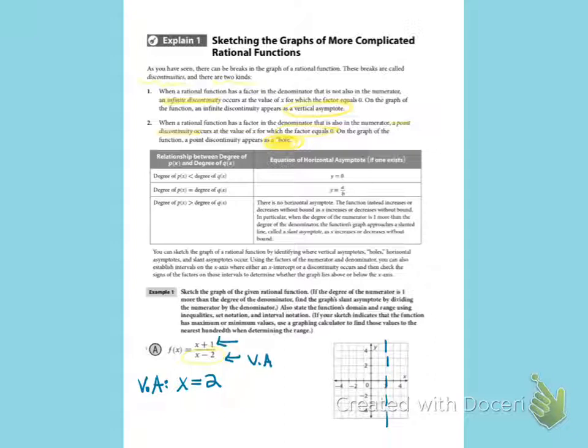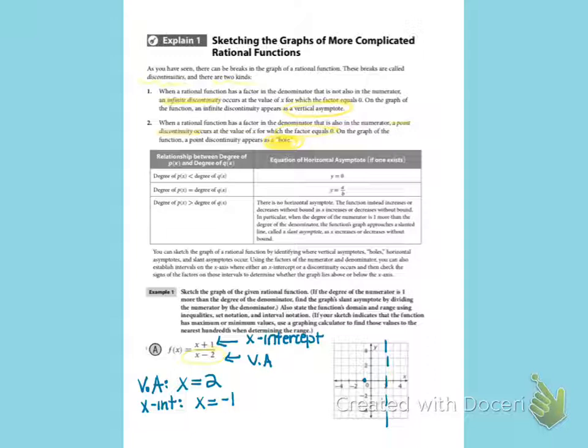Now the numerator also tells us something about the graph. It's going to tell us the x-intercepts. I can see that this graph is going to cross the x-axis when x is -1, because that makes the numerator equal to 0. So I'm going to go ahead and put that on the graph. At -1, this graph's going to cross the x-axis.